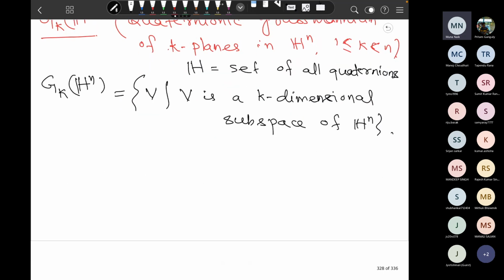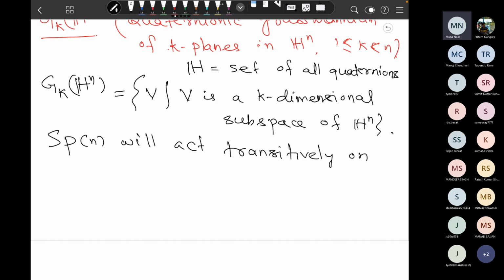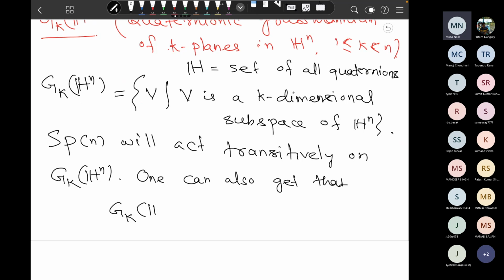Here the analog of U(n) is Sp(n). Sp(n) acts transitively on G_k(H^n), and using an exactly similar argument you can show that G_k(H^n) can be identified with Sp(n) mod Sp(k) cross Sp(n-k).